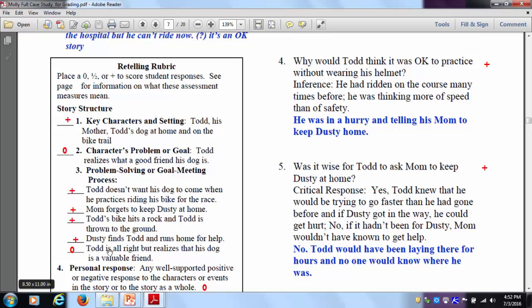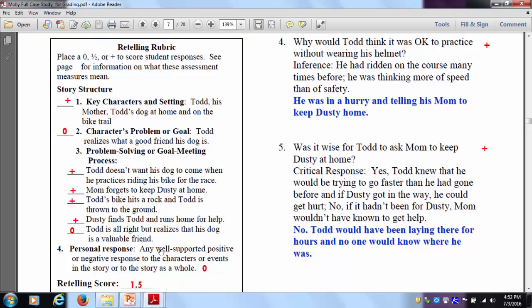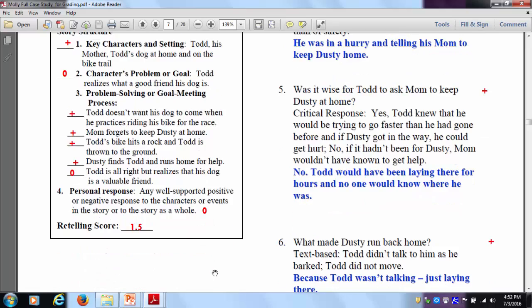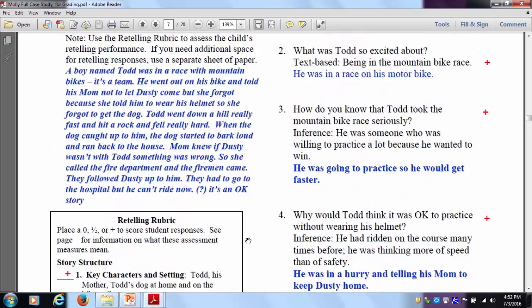Plus. Todd is all right, but realizes his dog is valuable. He didn't give us that. 0 and no personal response. So we have a retelling score of 1.5. All right, let's look at the comprehension questions here.